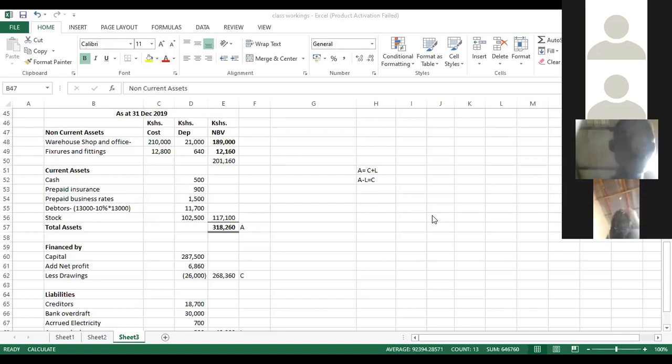Can you please list some items that should not be in the trial balance? What items should not be in the trial balance? That question is not clear.